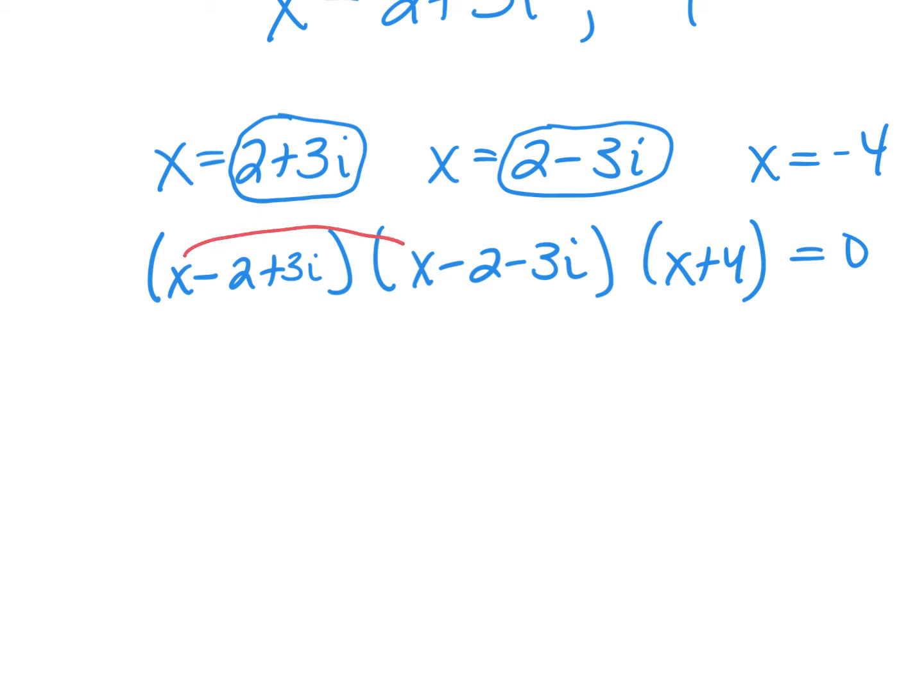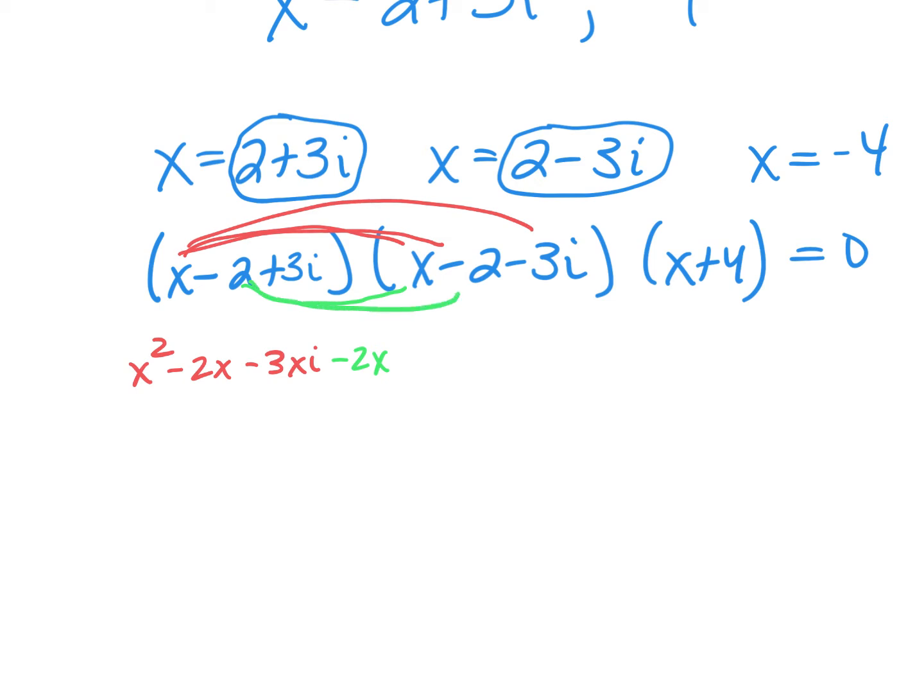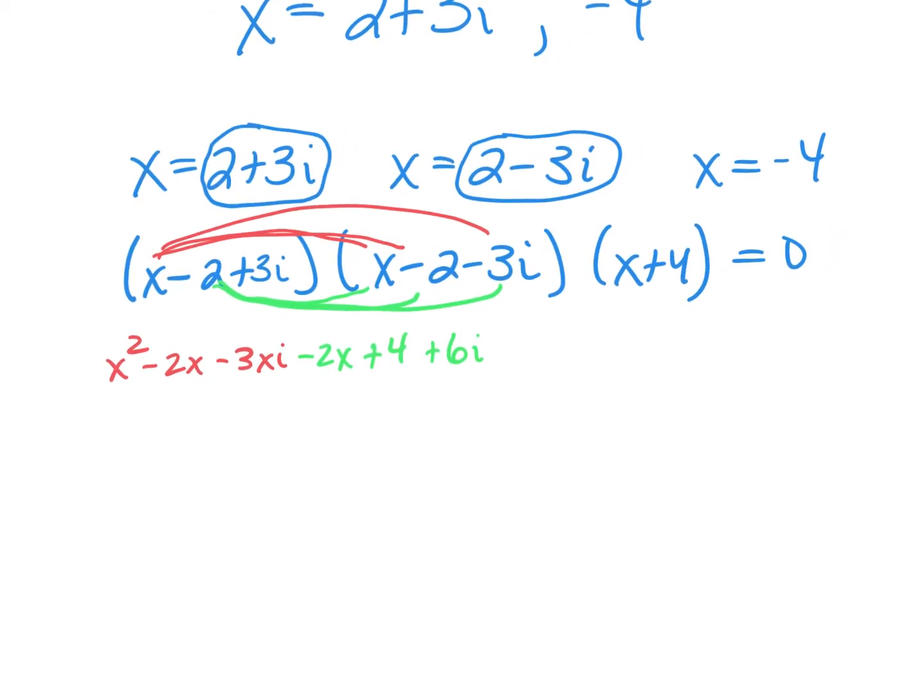What's x times x? X squared. Just follow along with me on this one. What's x times negative 2? Negative 2x. And then what's x times negative 3i? Negative 3xi, or ix, doesn't matter. Okay, I'm going to switch colors now. I'm going to do negative 2 to x gives me what? Negative 2x. Negative 2 to negative 2 is positive 4. And negative 2 to negative 3i is, what is it? Positive 6i. Everybody with me?